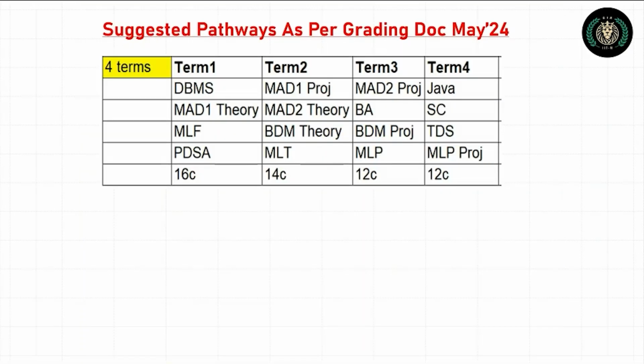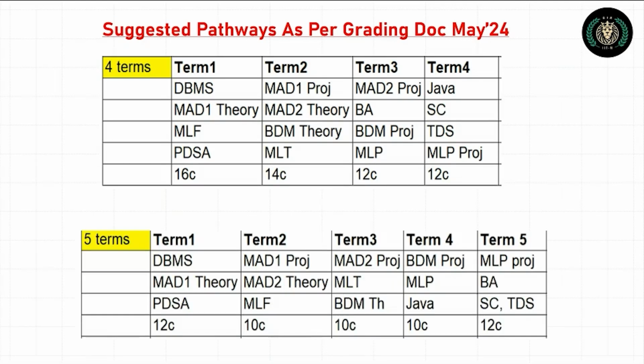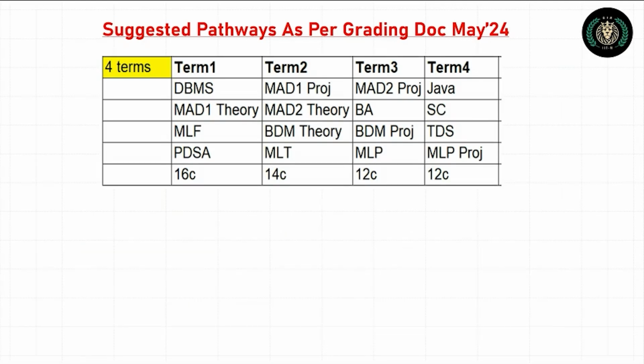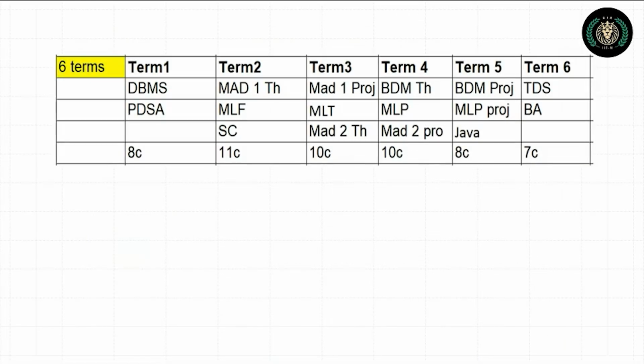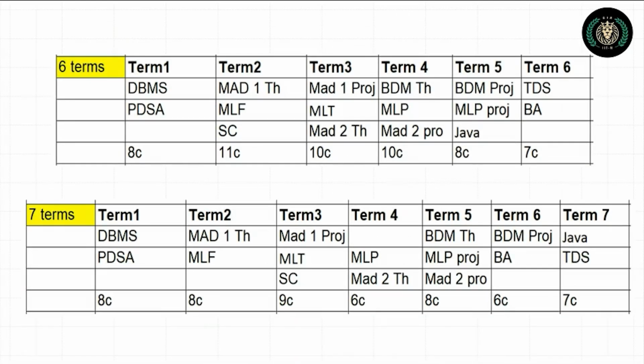So the suggested pathways, here are some suggested pathways from the grading document of May 2024 term. If you want to do it really fast and you're not doing any other degree, you can do it in 4 terms. If you have some other engagements, you can also do it in 5 terms. And if you're confident that you will not be able to do it in 5 terms, then you can also do it in 6 or 7 terms respectively. Moving on to the next slide, you can check these in the grading document as well.